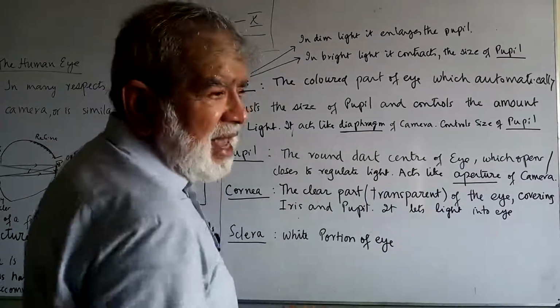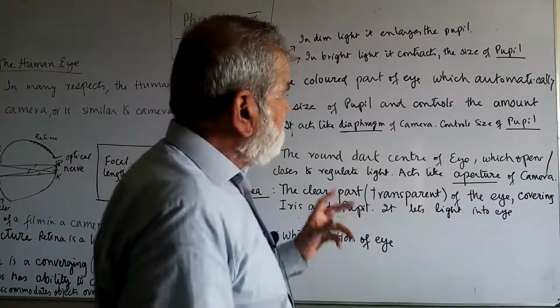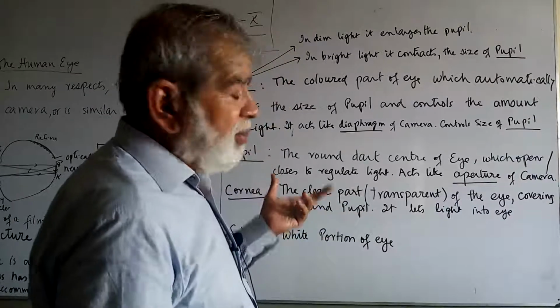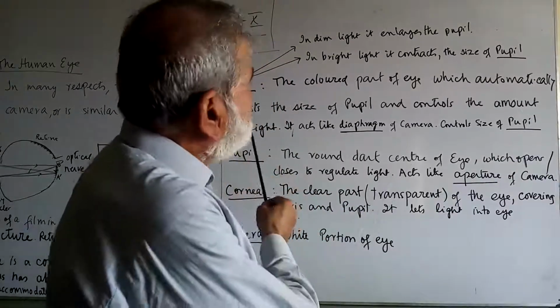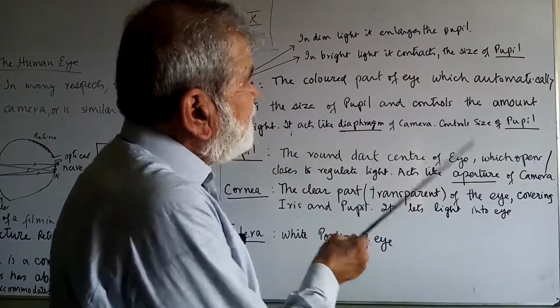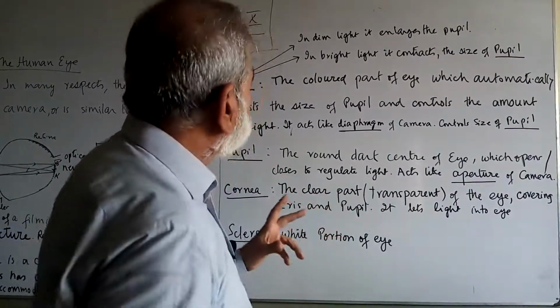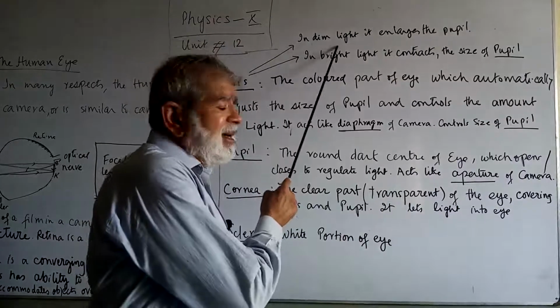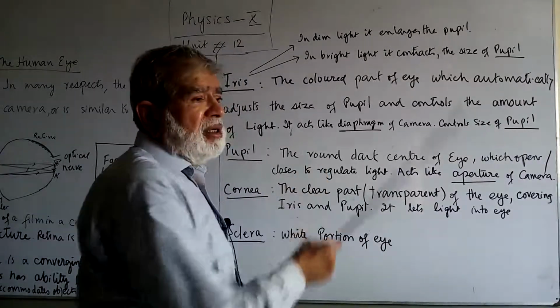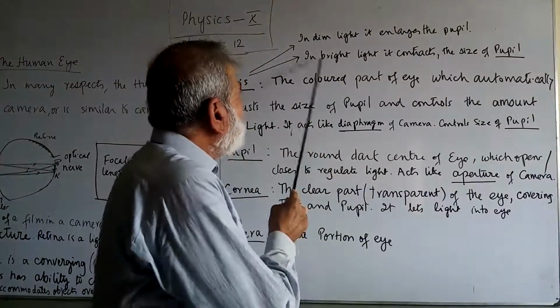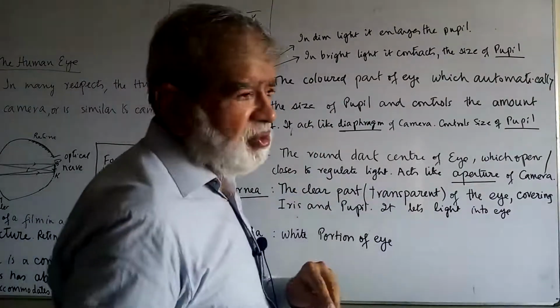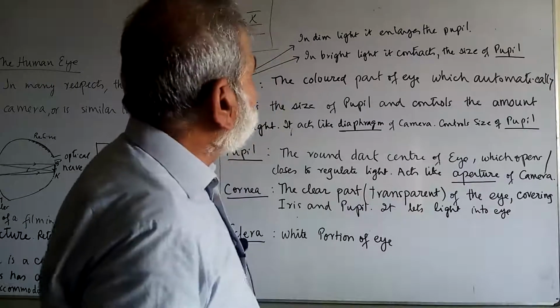It acts like a diaphragm. In the camera you have heard about the diaphragm, but over here it's adjusted by this thing, the iris. It controls the size of the pupil also. In dim light it enlarges the pupil, पुतली को बड़ा कर देता है ताकि ज़्यादा रोशनी जा सके. In bright light it contracts the size of the pupil so that less light can go.